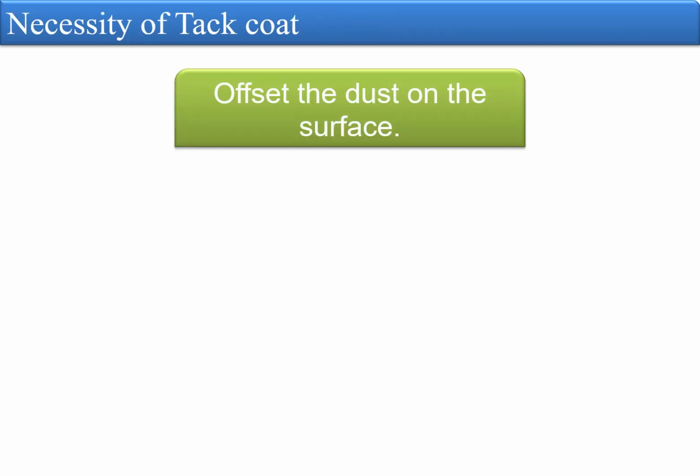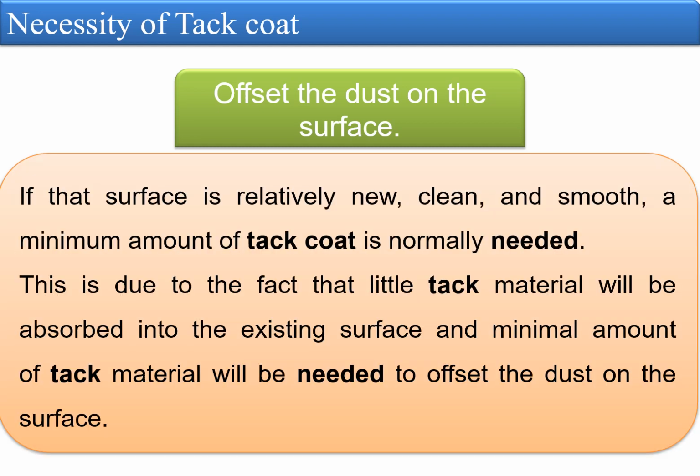What is the necessity of a tack coat? If a surface is relatively new, clean, and smooth, a medium amount of tack coat is normally needed. This is due to the fact that little tack coat material will be absorbed by the existing surface, and a minimal amount of tack coat material will be needed to offset the dust on the surface.